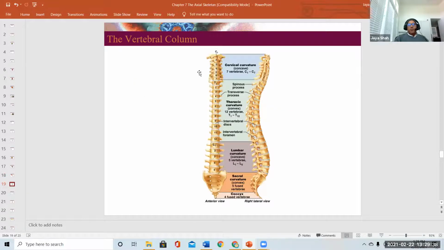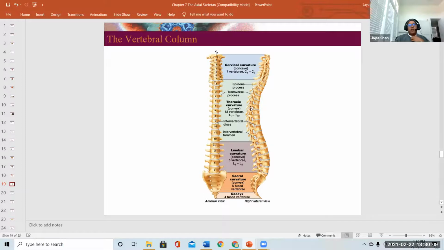Now, the vertebral column. Their names are by the region. Here in the neck region, they are cervical and there are 7, numbered from 1 to 7. First is atlas, second is axis, and so on up to 7. Then the posterior process of the vertebra is the spinous process, and on the side there is a process of bone that is called the transverse process.